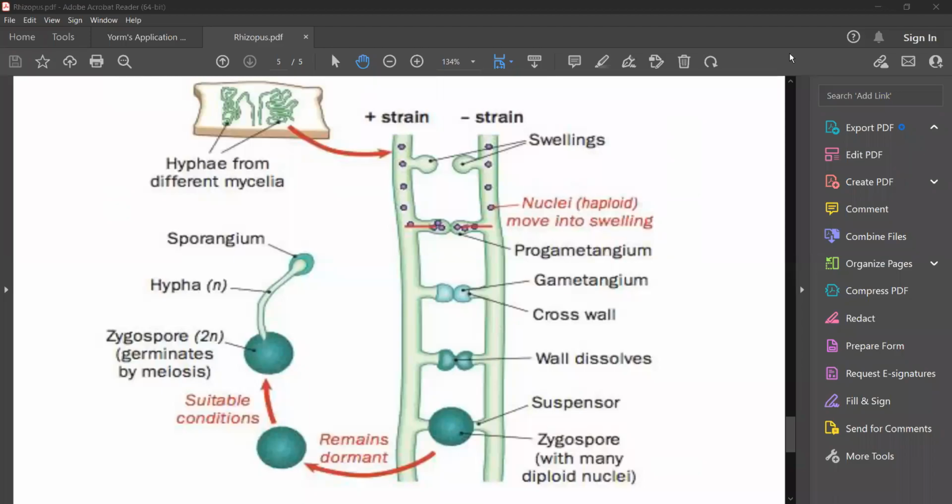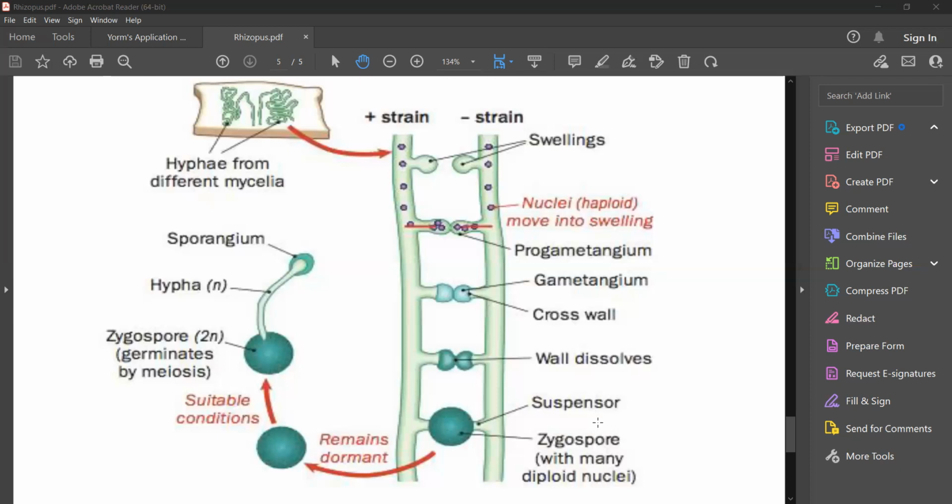Okay, so as I was saying, I was going through the sexual reproduction with you guys. So I was saying that it involves two strains, right? Positive and negative strain, or the plus and minus strain. And these strains would lie side by side and develop a short stem, right, which would grow towards each other, which we are calling the progametangium. Now, this progametangium would meet up and then form a cross wall, right?